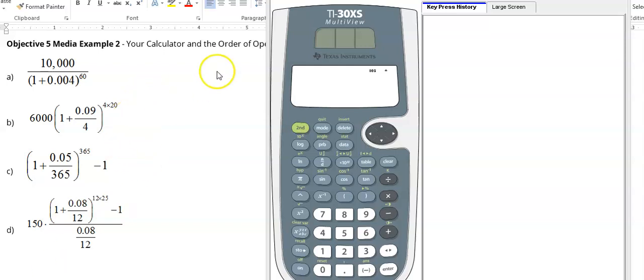In this video, we're going to look at your calculator, or this one is the TI-30XS Multiview, and the order of operations. So I have 4 expressions written here, and these probably look a little horrific or intimidating, okay?